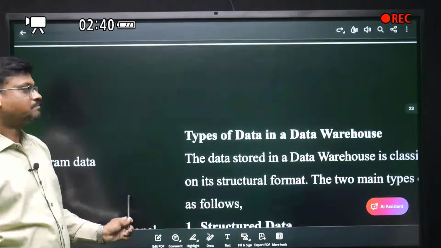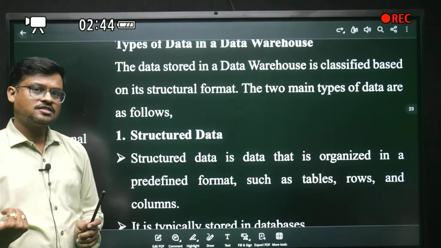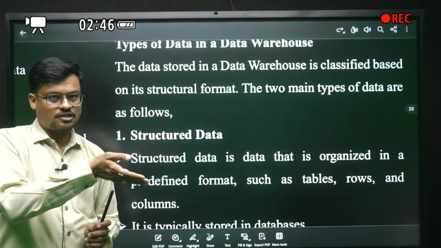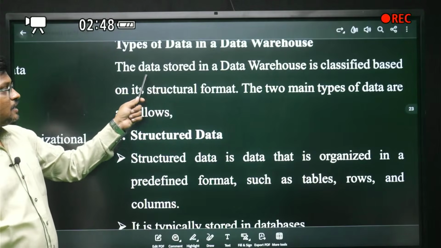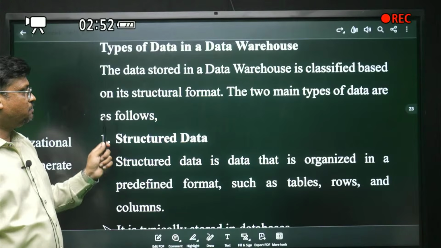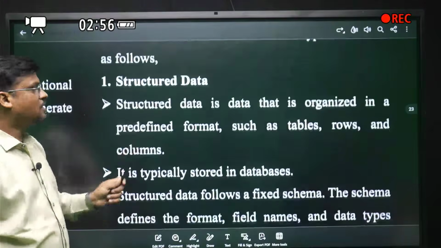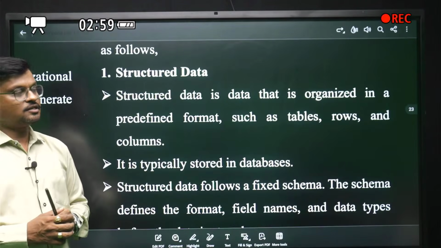Okay. And different types of data in the data warehouses, we will go with the structured and we will go with the unstructured data. The data stored in the data warehouse is classified based upon its structural format. There are majorly two types. What are they here? Structured data and unstructured data.